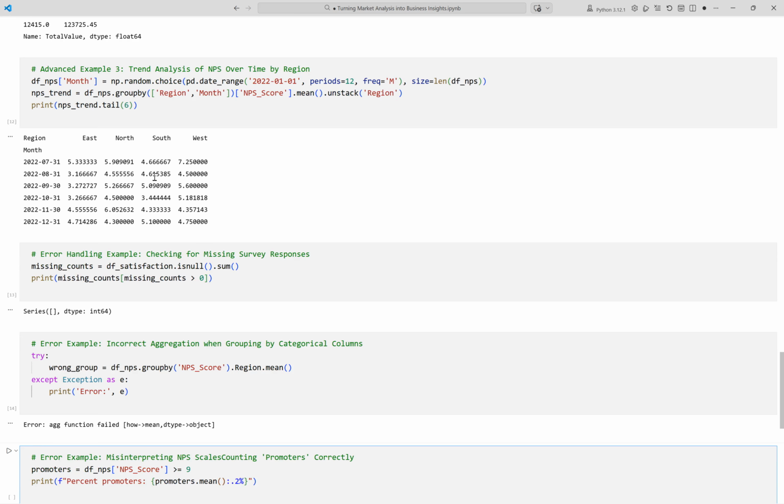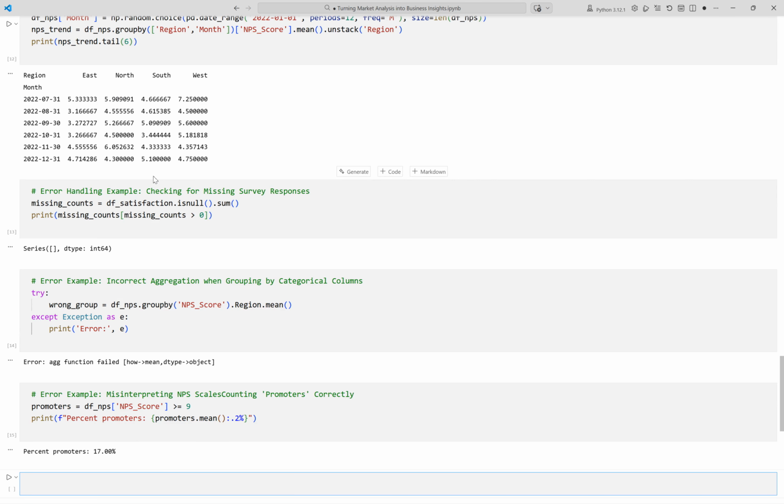Running the cell now. This output shows the percentage of customers classified as promoters based on NPS scores of 9 or above. Notice the 17% indicates a relatively small fraction of highly satisfied customers in the survey, highlighting the importance of correctly filtering the scores to avoid misinterpretation. This reinforces the lesson on carefully handling rating scales and ensuring accurate group definitions in real-world datasets. Why is it important to use the industry-standard NPS categories?